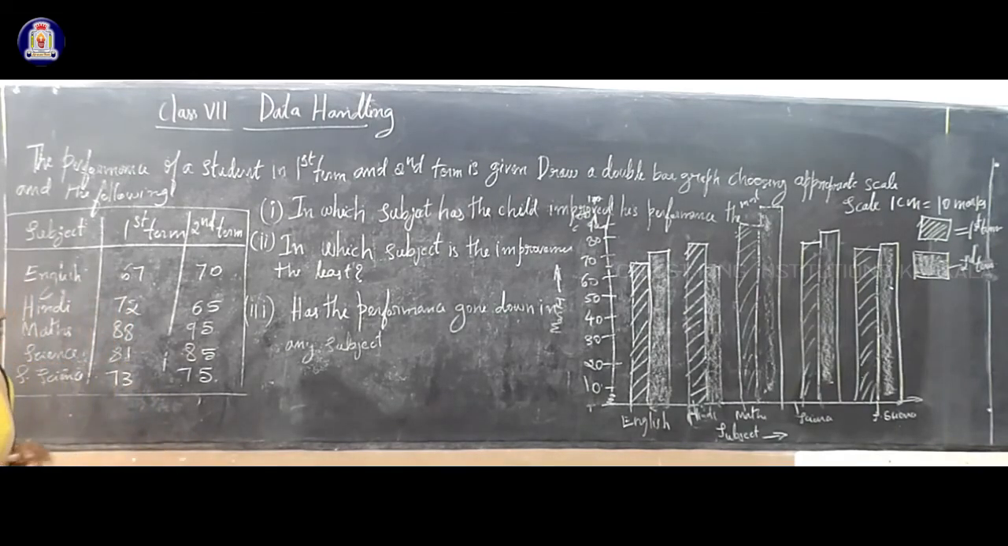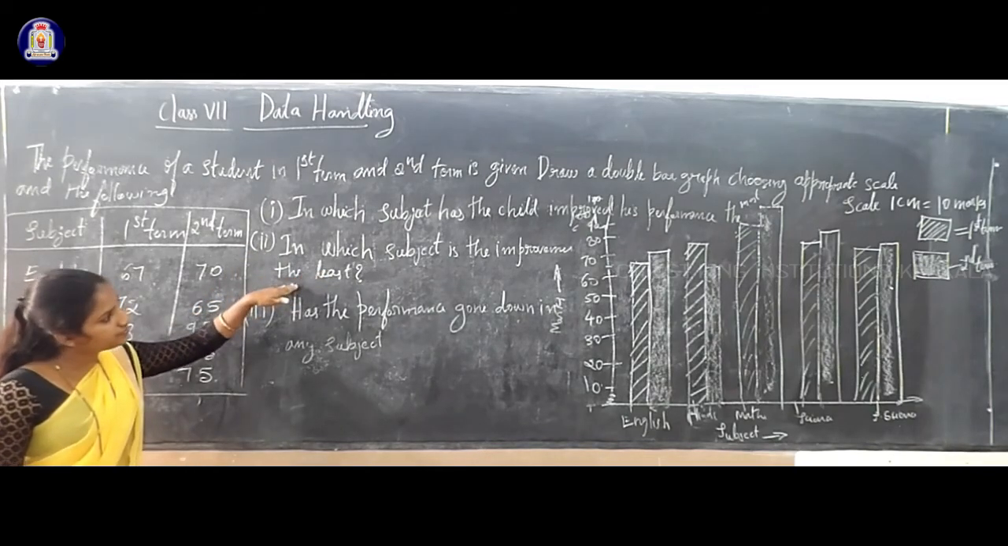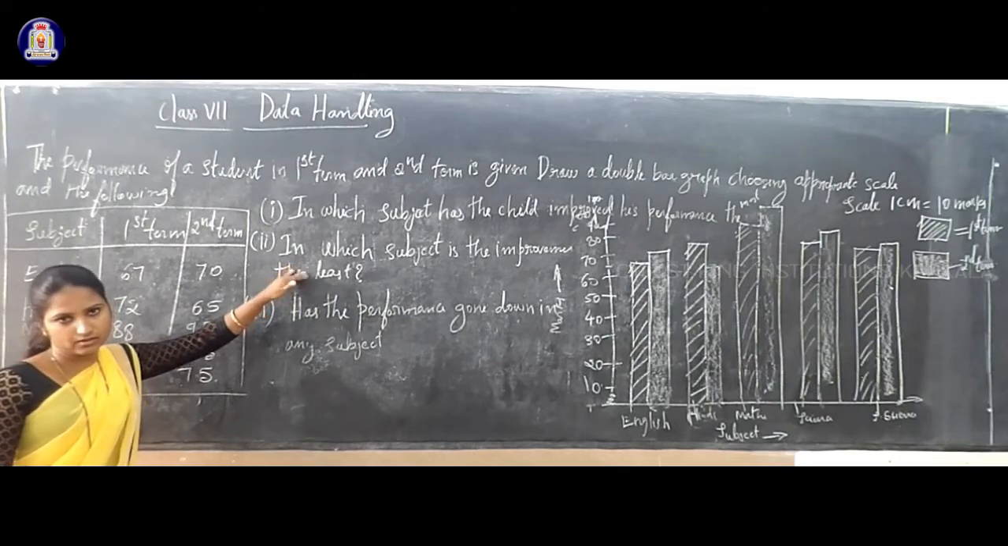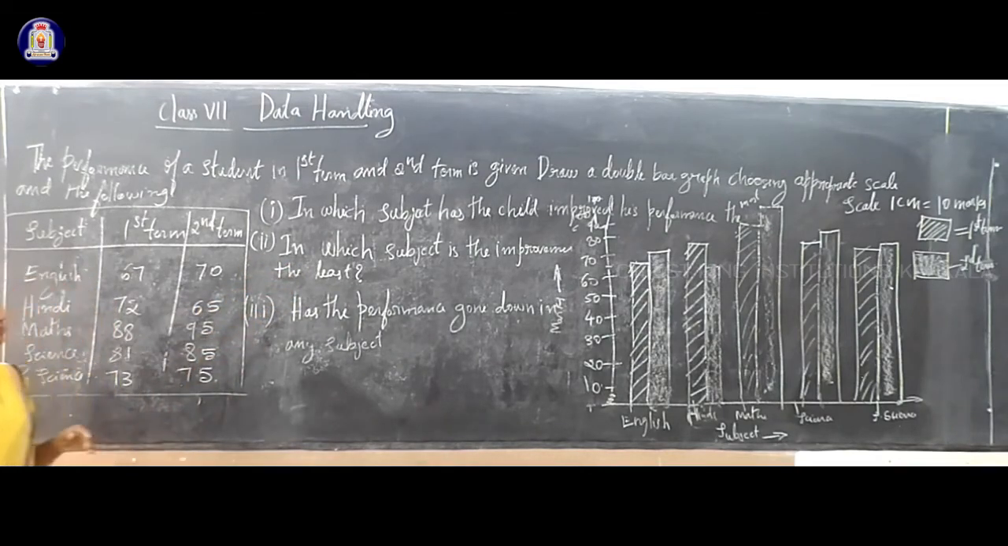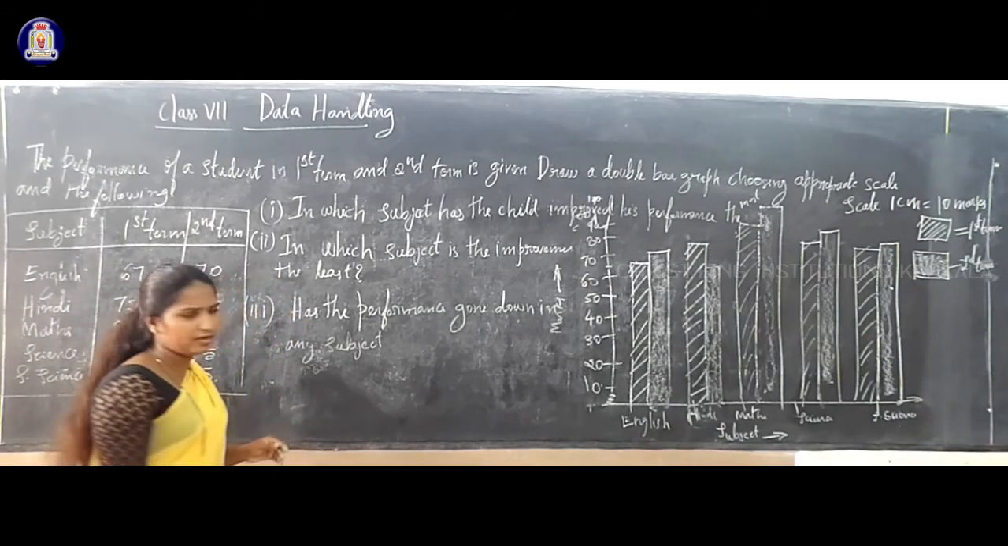Clear? So next, the second question: in which subject is the improvement least? Now you have to see the bar graph, and you can see in which subject he improved least.